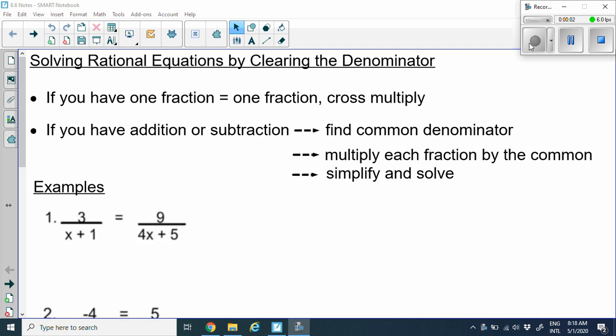So here are the notes for 8.6. We're going to do a part 1 and part 2. So this is going to be part 1 of our 8.6 notes. So for 8.6, it is all about solving rational equations.